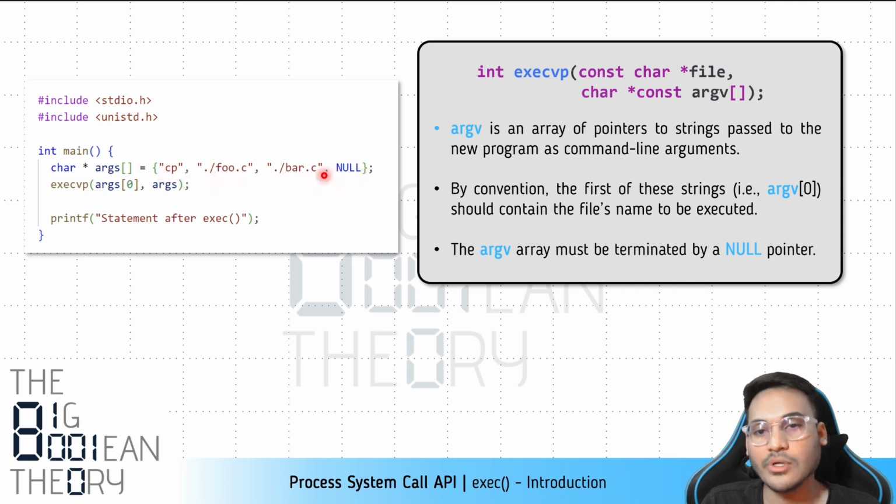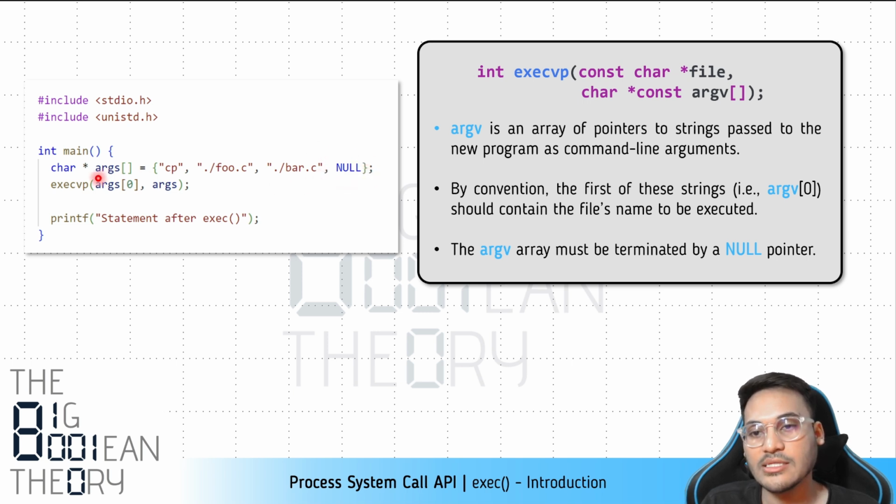So there are four strings in this array. Two of them are the real arguments, that is the source path and the destination path. The first string is the name of the file. That is a convention that we have to follow. Also, the last element of this array is a null pointer.